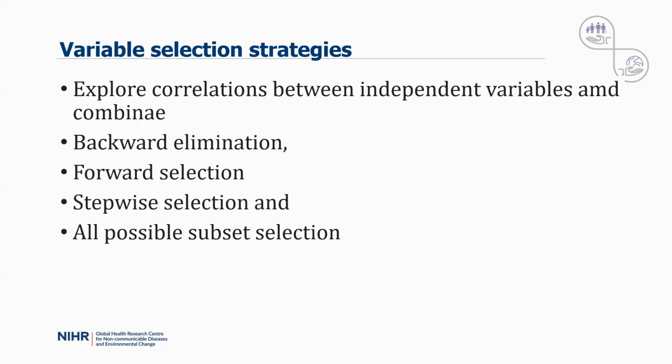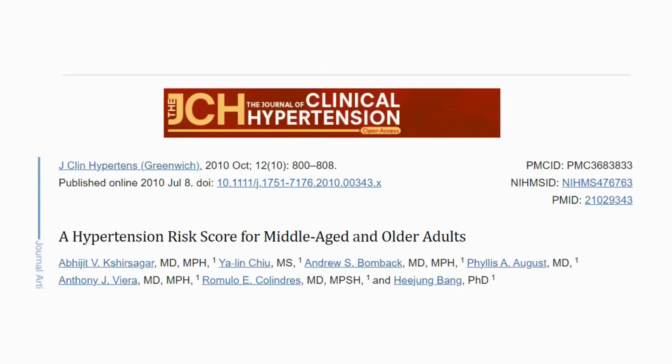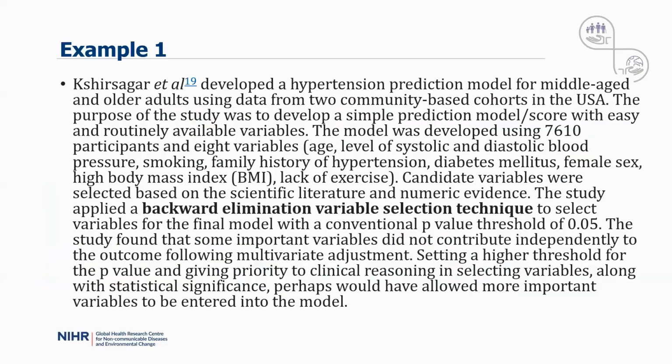So during your exploratory data analysis, these are techniques that you can explore, and we'll start looking at them through examples. The first example is a hypertension risk study. So in this, the authors were trying to generate a hypertension risk score for middle-aged and older adults using regression models. A brief description is here on your screen.